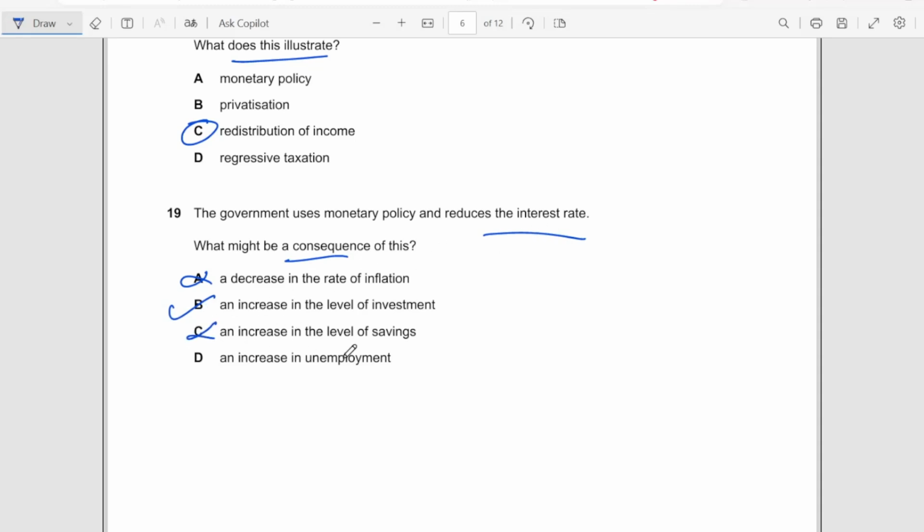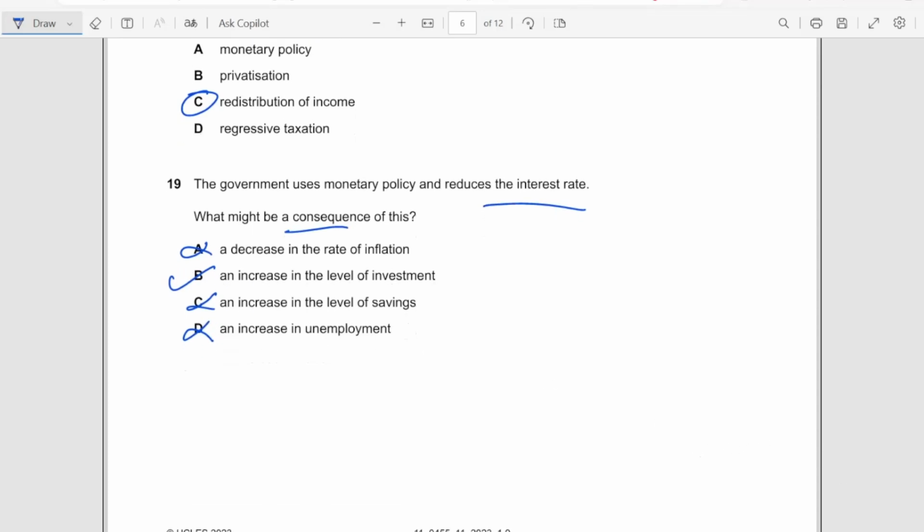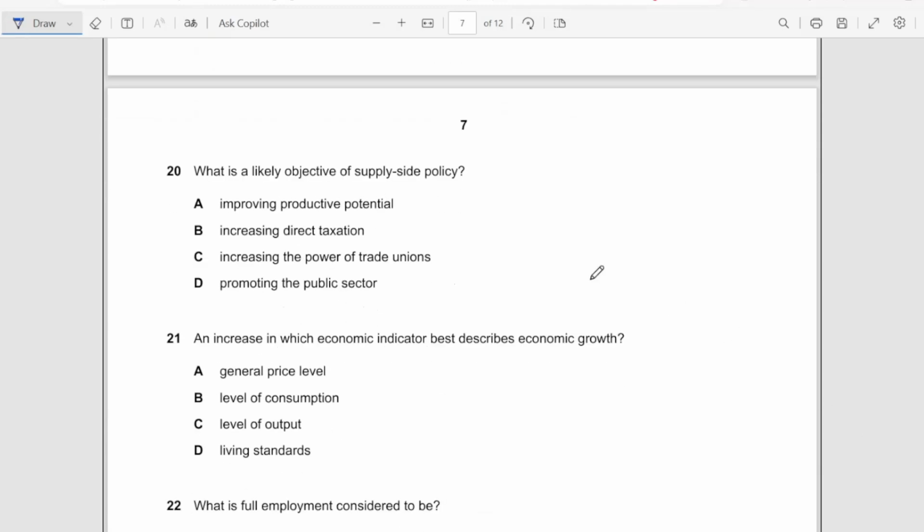And unemployment will not increase because people are spending, they're investing. Due to low interest rates, they're able to borrow, and this creates more economic activity and more employment opportunities. So we're going to go with option B, an increase in the level of investment because of lower interest rates and cheaper borrowings.